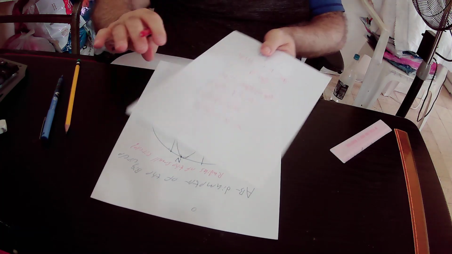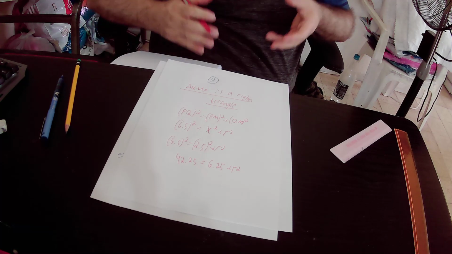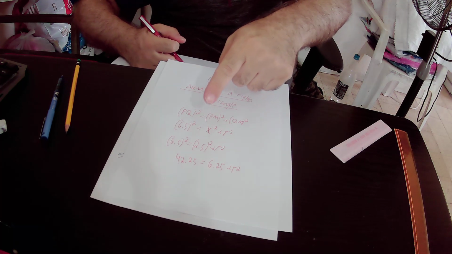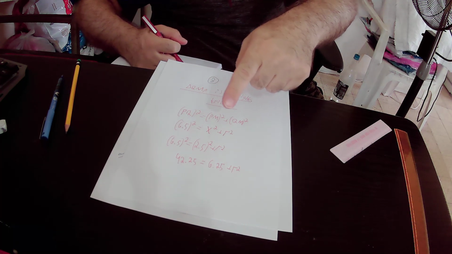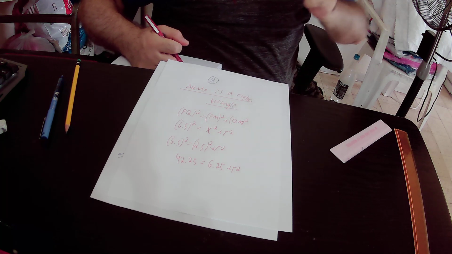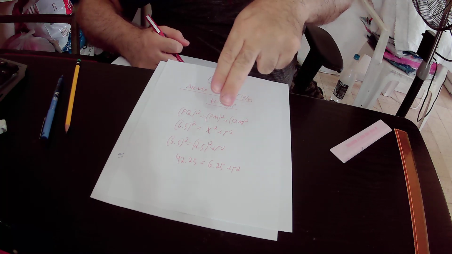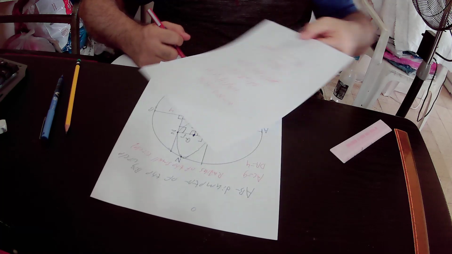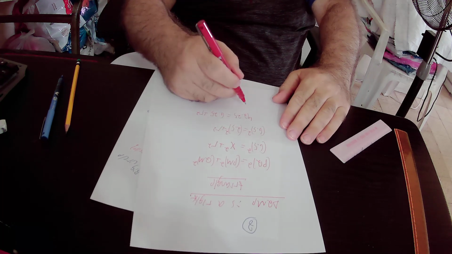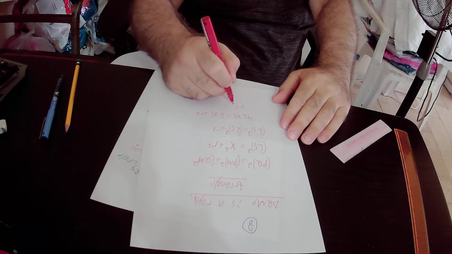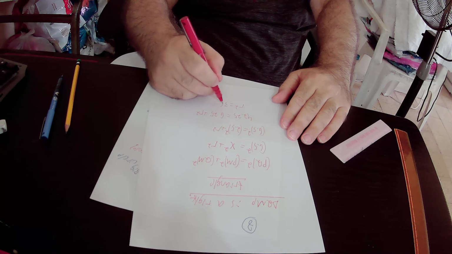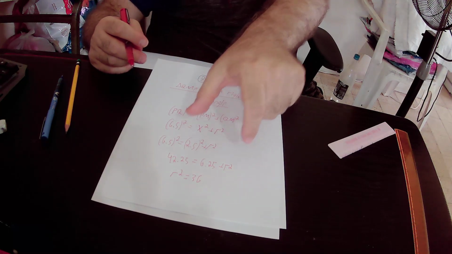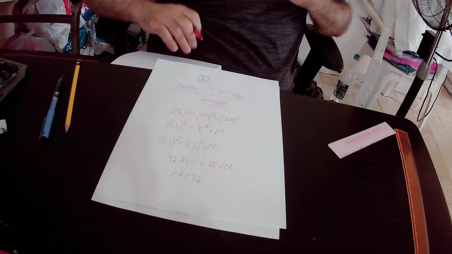Okay, we got that 42.25 plus 6.25, 22.25 equals 6.25 plus small r square. Here we will subtract 6.25 from this equality, and we will get that r square equals 36. We subtracted 6.25 from this equality, and we got that r square equals 36.